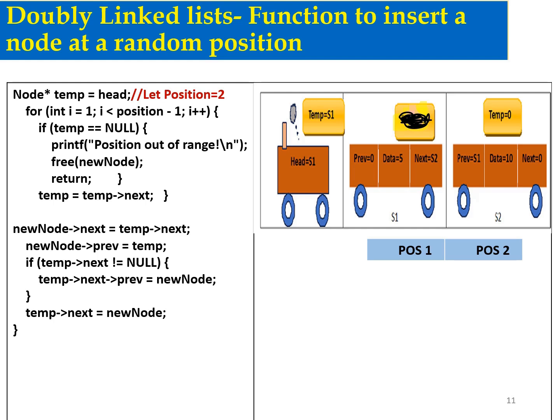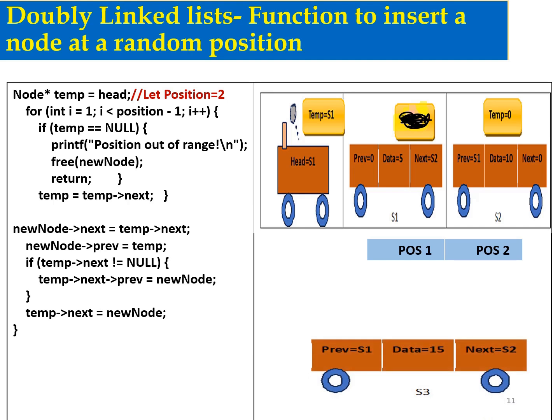So here what is new node? S3 is my new node. What is new node of next? Temp will be at S1 only here. At the starting position it won't move. And when we write new node of next, what is it? S3 of next is equal to temp of next.